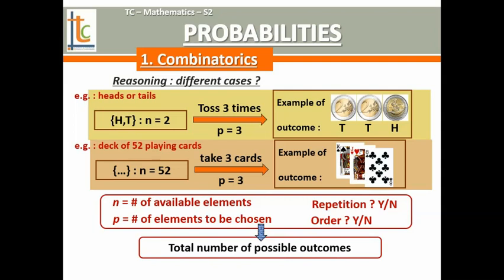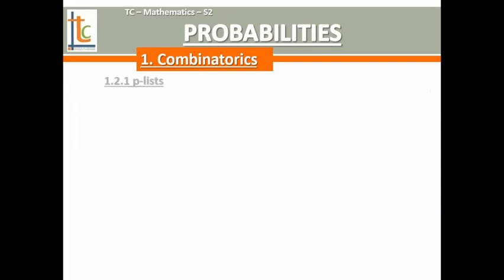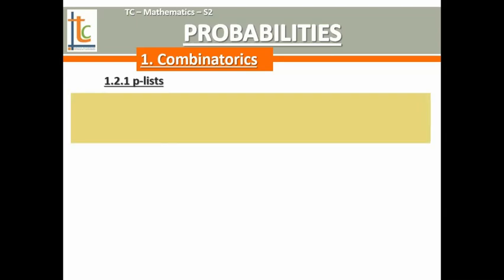So now let's have a closer look at all of that, considering all the possibilities, yes or no, to both questions. The first situation is named p-lists. The p-lists consider both repetition and order.